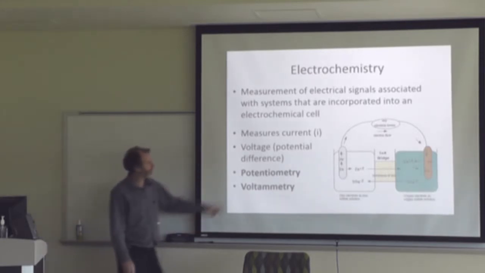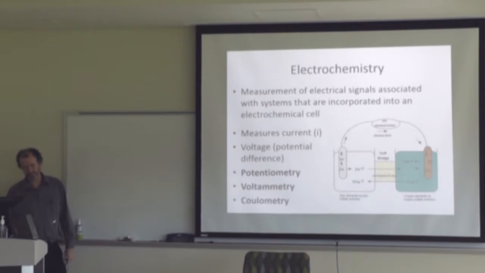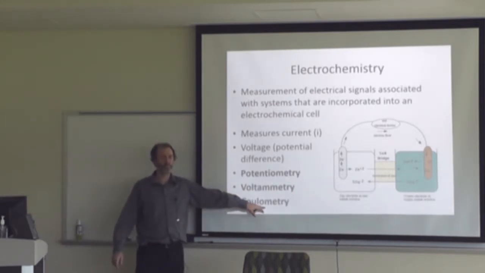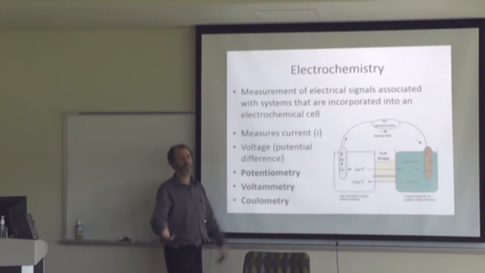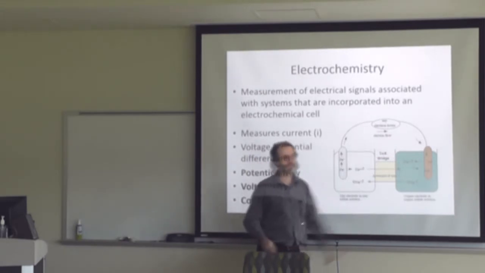Voltammetry is where we're going to measure the current. And then we can also have coulometry. What do you think we're measuring when we measure coulometry? Yeah, so what's a coulomb a unit of? It's basically the charge. So in coulometry, we measure the amount of charge that gets transferred.